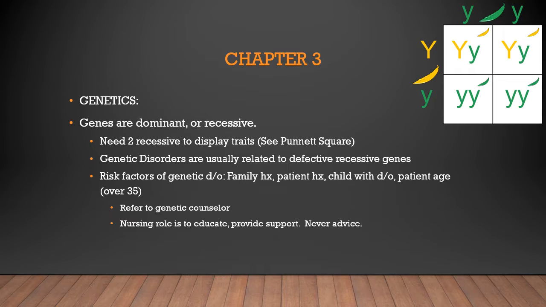In this Punnett square, you can see that if one parent has a trait that it expresses, it would have 2 recessive genes. If the other parent was a carrier, it would have a dominant and a recessive gene. And in this example, 50% of your children would be carriers where they wouldn't display the disease or the defect, and 50% would have the actual disease. Genetic disorders are usually related to defective recessive genes.